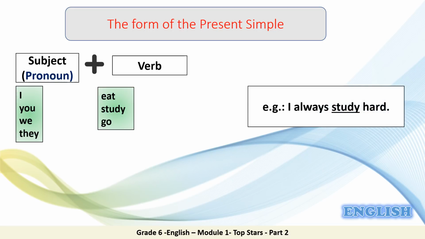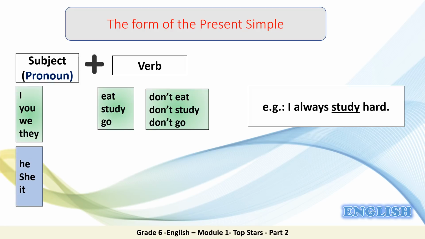When we use the present simple in the negative form, we add don't to the verb. For example, don't eat, don't study, and don't go. The second group of pronouns are he, she, and it. In this case, we add to the verb either an S, for example, eats, or change the Y into an I and then add ES as in studies, or add an ES, for example, goes.